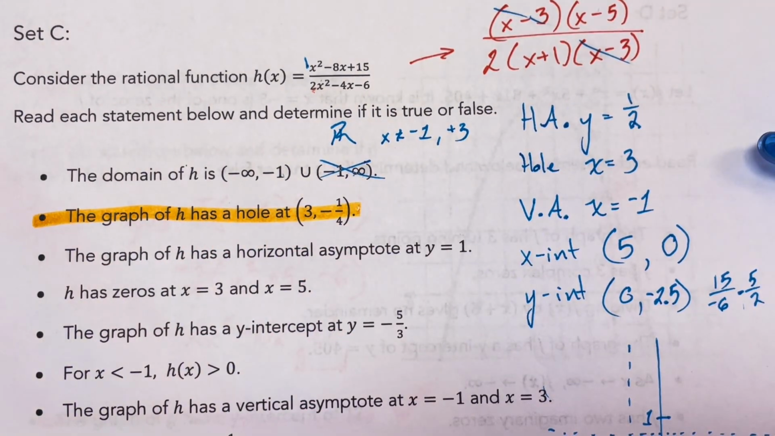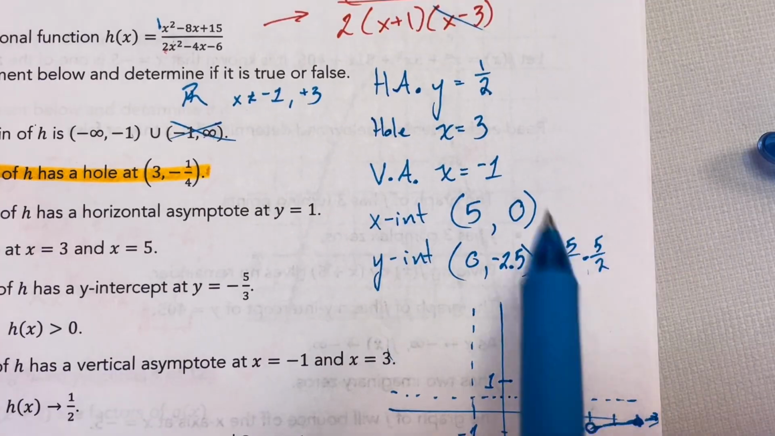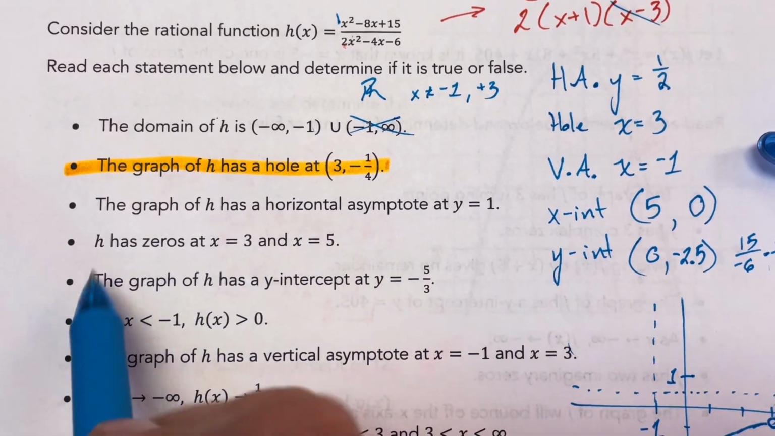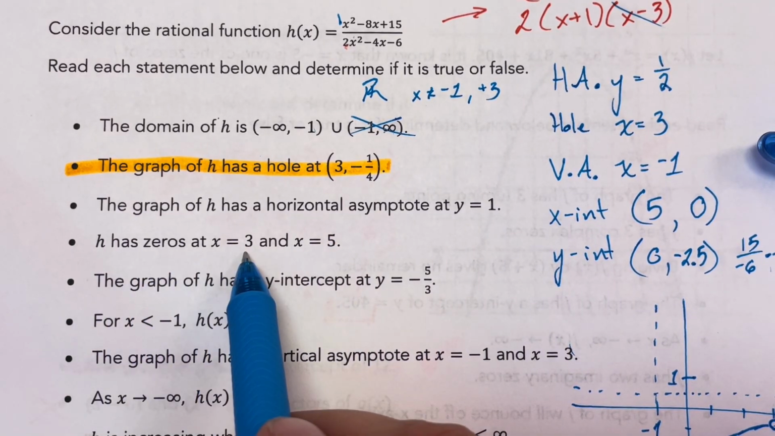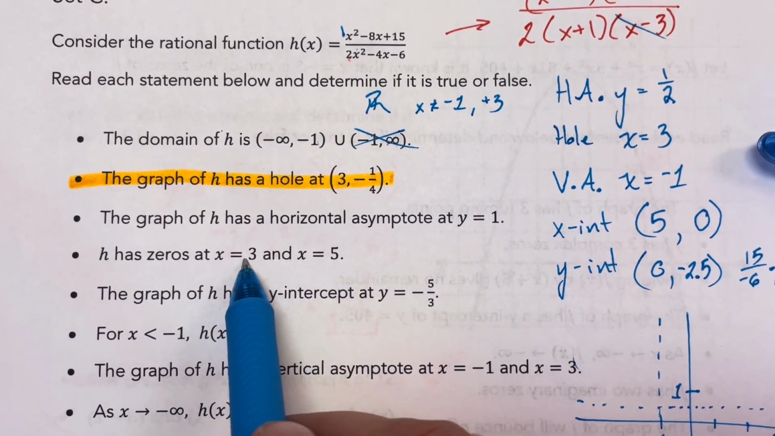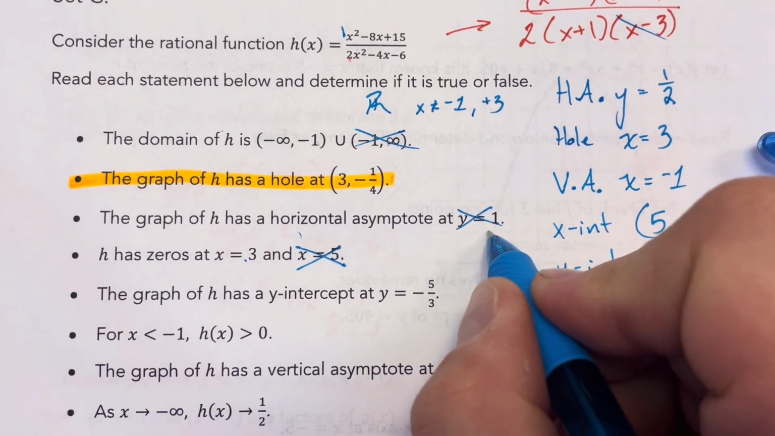All right. The graph of H has a horizontal asymptote. Nope, we talked about it. Horizontal asymptote is at 1/2. That one's not correct. It has zeros at 3 and -1. That part is not correct. That's at 1/2.